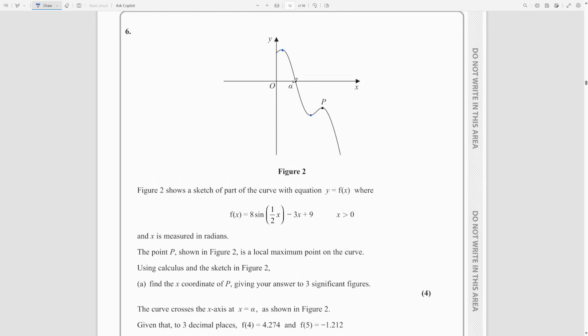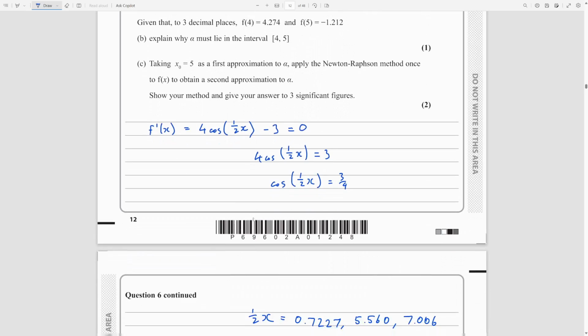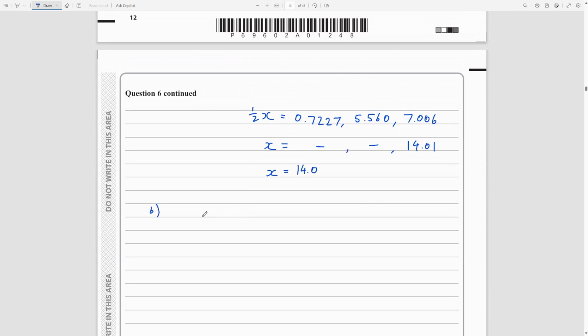The idea here is when you chuck in 4, you get something positive. When you chuck in 5, you get something negative. Well, how do you get from positive to negative on a continuous function? Well, you must cross the x-axis at some point. So we just need to explain that. And the wording here is important.